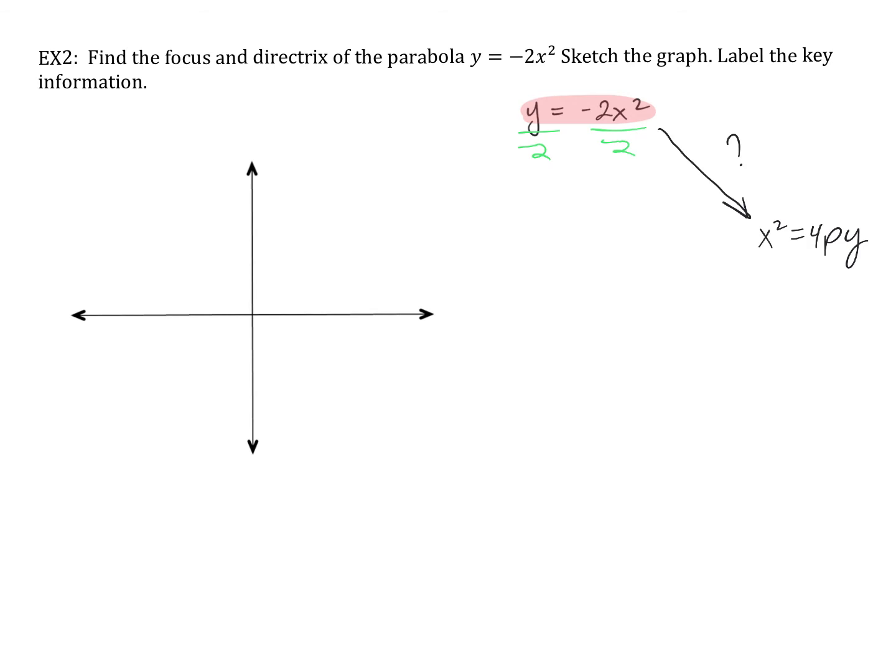And at the same time, I'm going to switch both sides. X squared is going to equal negative half y. So notice I just flipped both sides of the equation. So is that in the correct format? And the answer is yes.